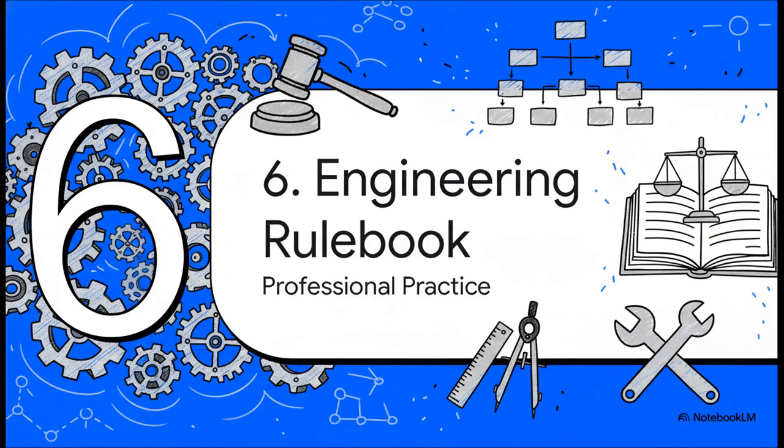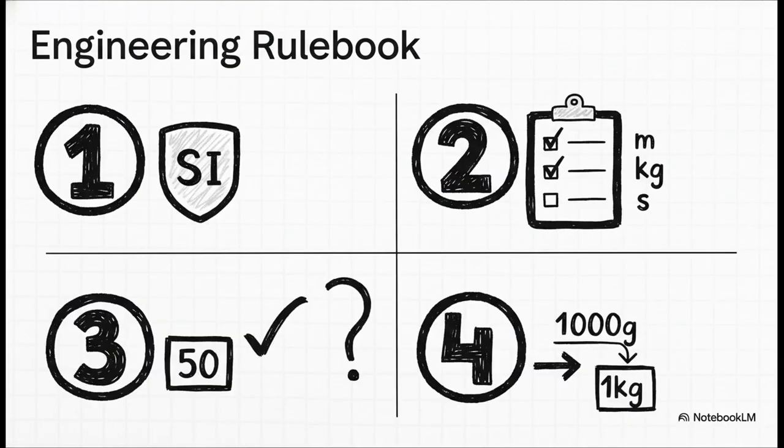All right, let's wrap this all up with our final section, number 6, your engineering rulebook. And I really want you to think of this as the mandate for professional practice. These are the non-negotiables. So let's boil it all down to 4 simple rules you absolutely have to live by.